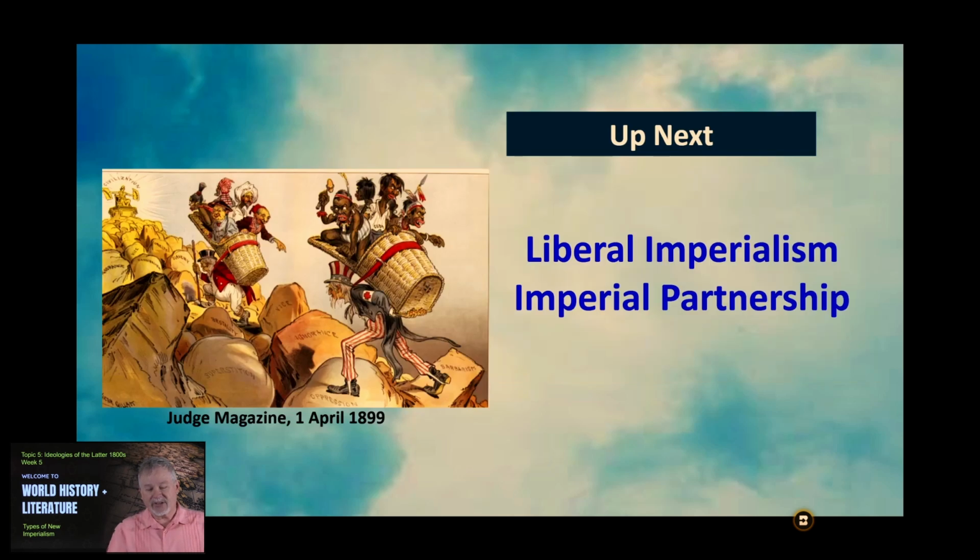But it really is these last two, liberal imperialism as well as imperial partnership. These are the two that really bring a new spin on the idea of imperialism and one nation's, one mother country's purpose, so to speak, in other lands around the world. And that's what we're going to look at next.